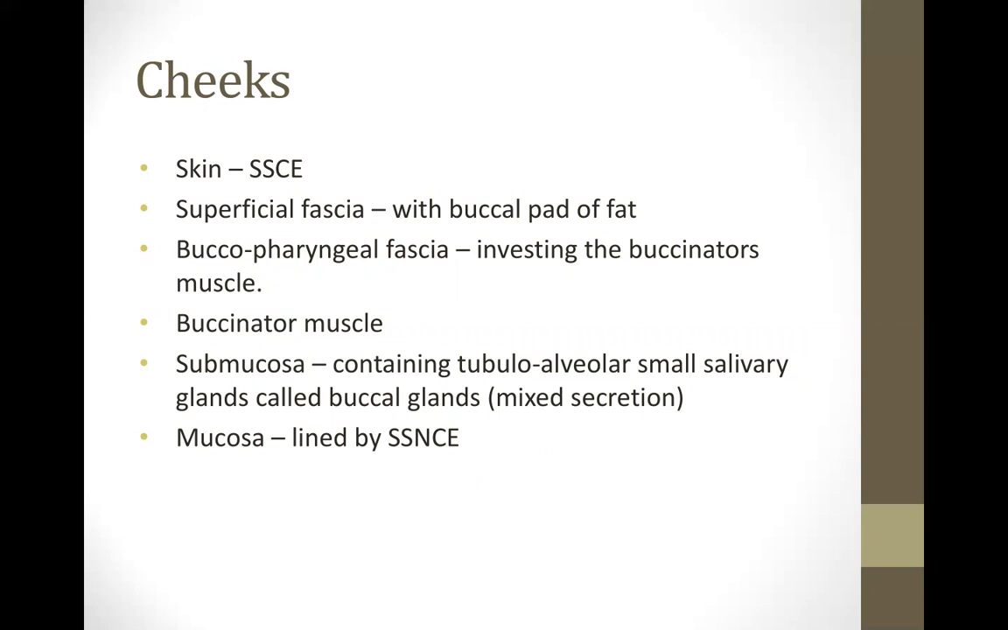Now, the submucosa of our cheeks contains tubuloalveolar small salivary glands. Obviously, like the labial glands in the lips, in the cheeks they're called the buccal glands. And they're also of mixed secretion. Okay, Dok, the mucosa is lined by stratified squamous non-cornified epithelium. Yes, kasi sa loob na siya. Pag sa labas, it's cornified, pero pag pumasok na sa loob, the mucosa is non-cornified. But still, it's stratified squamous.